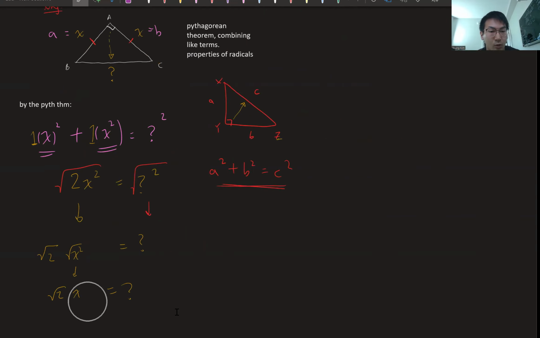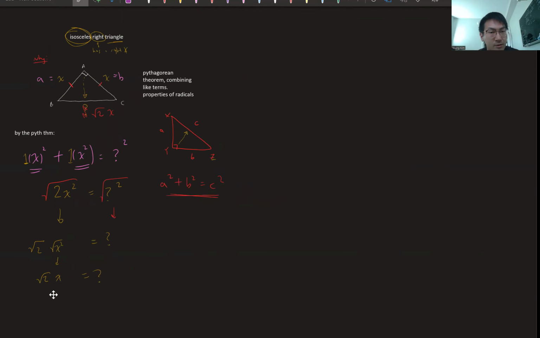And this is what we said. The question mark, which is the hypotenuse, is equal to square root of 2 times x. So instead of the question mark now, I can just say square root of 2x. Okay, and now we know why. All right. Now, what does this tell you?